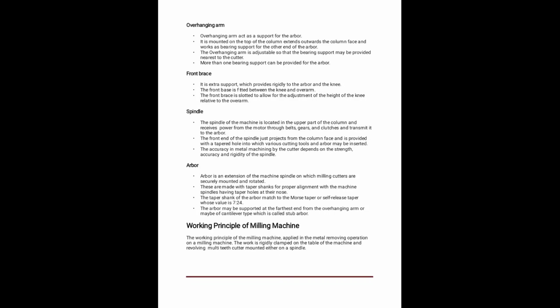These are the parts. Then, the working principle of the milling machine. The working principle is applied in the metal removal operation on a milling machine. The work is rigidly clamped on the table of the machine and is fed against a multi-tooth cutter mounted on the spindle, like in the diagram. The cutter rotates at normal speed and the work feeds slowly past the cutter.